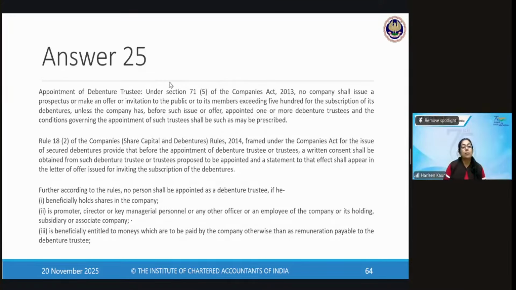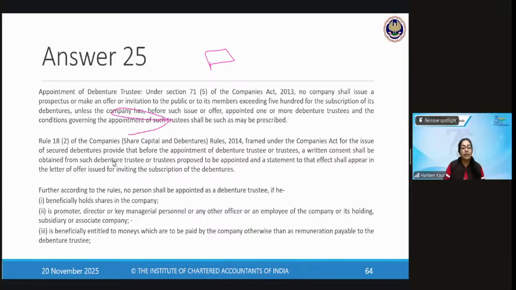So debenture trustee: no company shall issue a prospectus exceeding 500 for subscription unless the company has appointed one or more. So you cannot issue a prospectus inviting the public for debentures unless you have appointed the debenture trustees. Children, a debenture trustee is a person appointed to take care of the security issued in lieu of debentures, because when you issue debentures it is a kind of borrowing or loan, and certain security is given for it. So who will take care of the security tomorrow if the company does not pay the money of the debenture holders? That's why a debenture trustee is appointed. So secured debentures can also be issued.